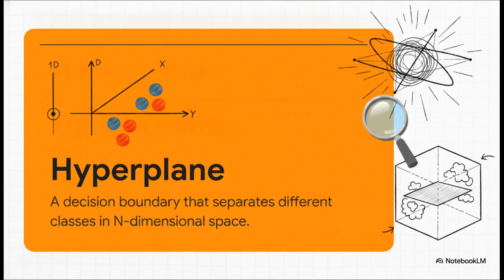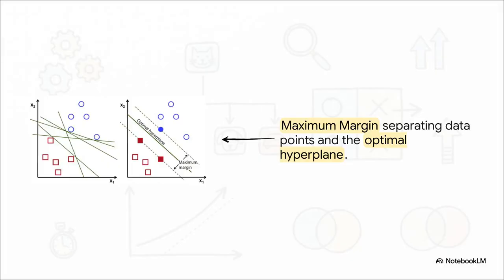In one dimension, it's a point. In 2 dimensions on an x and y axis, the boundary is a simple flat line. If you step up to 3D space, it becomes a flat plane, like a sheet of paper. And anything 4 dimensions or higher, that's what mathematicians call a hyperplane. Now, the entire goal of an SVM is to draw this hyperplane in a way that maximizes the margin. The margin is the actual physical distance between the nearest data points of the competing classes and the dividing line itself.